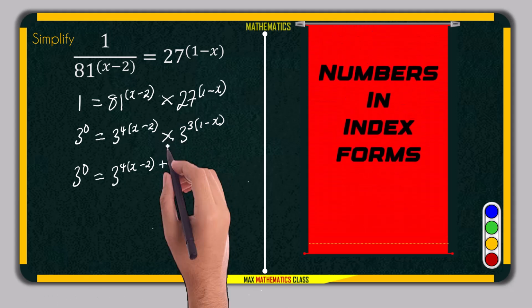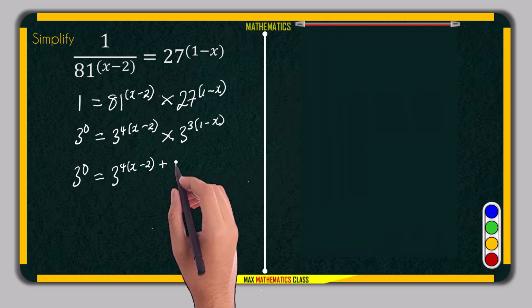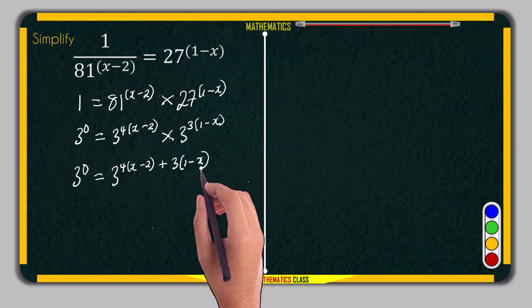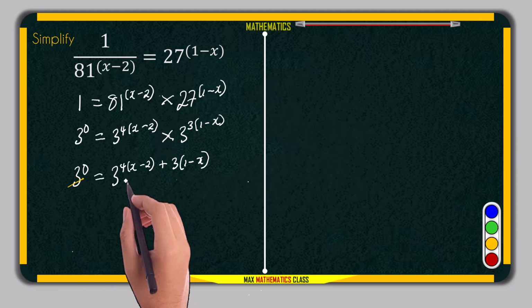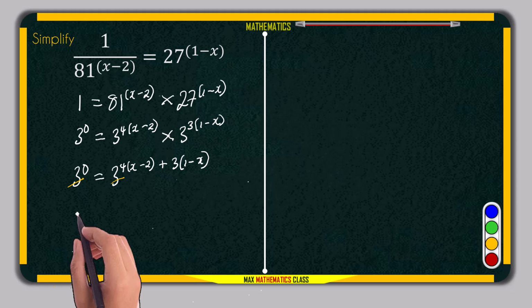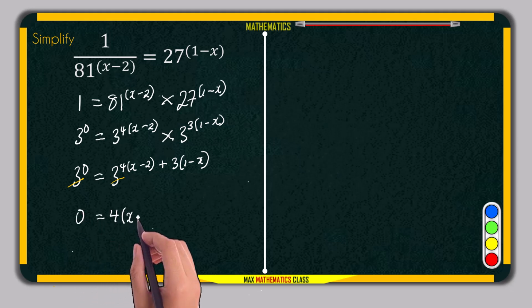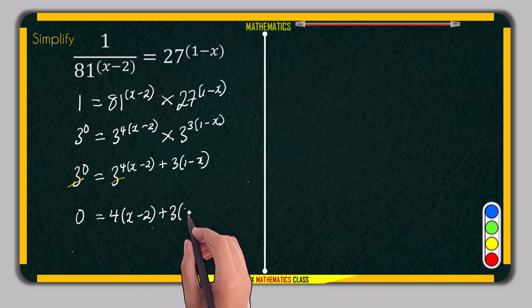So this multiplication can become plus because of the product law we showed you. So here now we have 3 again times 1 minus x. We do this so that we can clear the base, so this cancels out this. We are now left with 0 equal to 4 times x minus 2 plus 3 times 1 minus x.